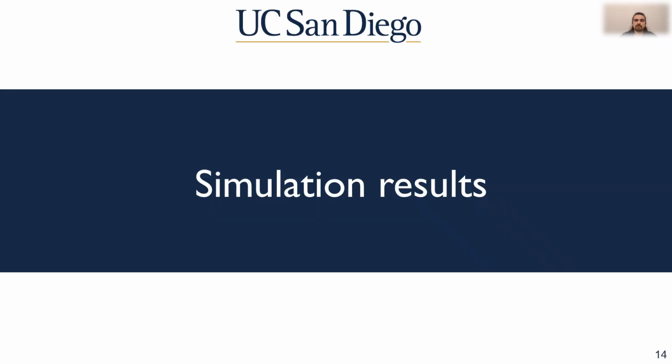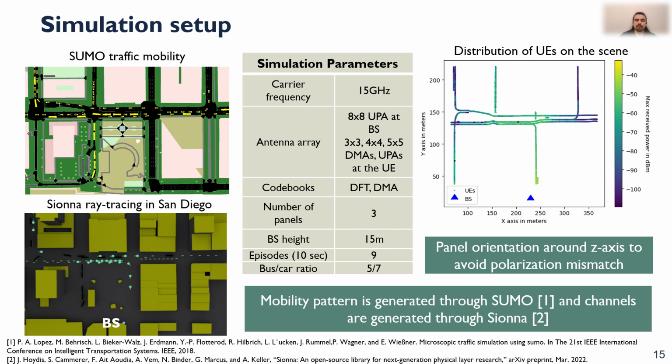Let's dive into the simulation results. In our simulations, we consider a vehicular communication scenario. However, our proposed solution is not limited to vehicular communications. It can be applied to cellular communications as well. So we consider mobile vehicles where the cars are UEs and the buses are reflectors or blockers. And the traffic mobility is generated through SUMO in conjunction with Sionna ray tracing to generate spatially consistent channels.